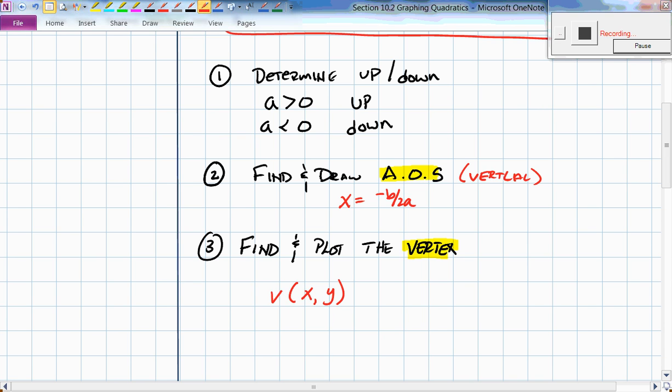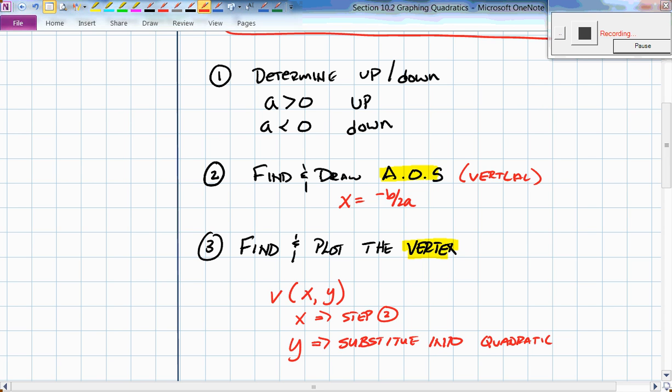What's cool about this is that we're already going to have the x from step number 2. You guys see it? We're already going to know the x from step number 2. So how do we find the y? Yeah, so to get y, we're going to substitute into the quadratic. So we're going to find and plot the vertex. The x we already have, so the x is from step 2. And then all we have to do is get the y, and we're going to substitute in the quadratic in order to do that.